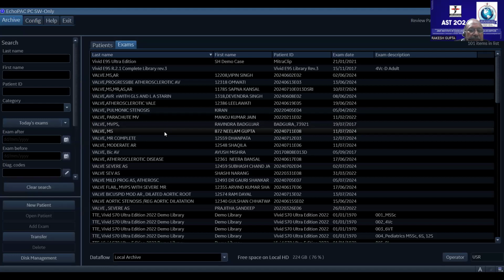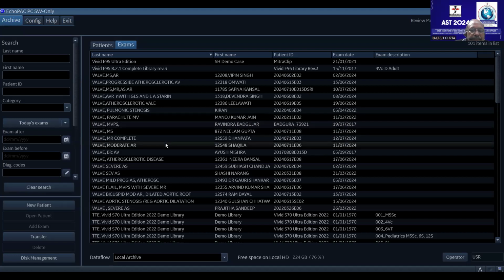And what is the standard scale of this color? Nyquist limit. Nyquist limit, 50 to 60 centimeters per second. Okay.